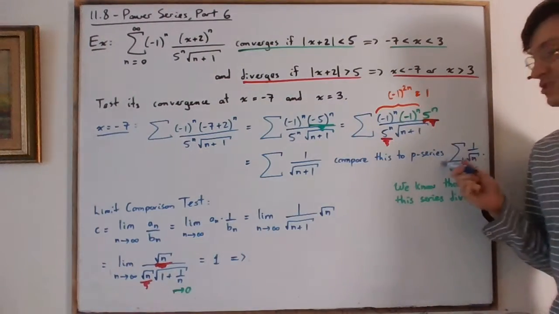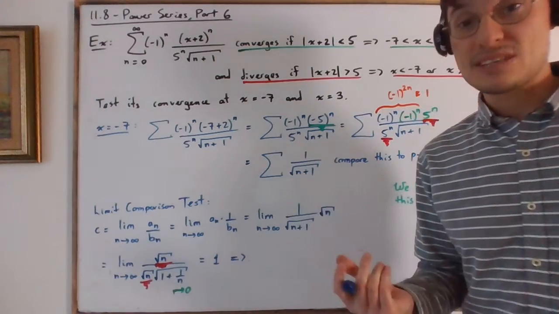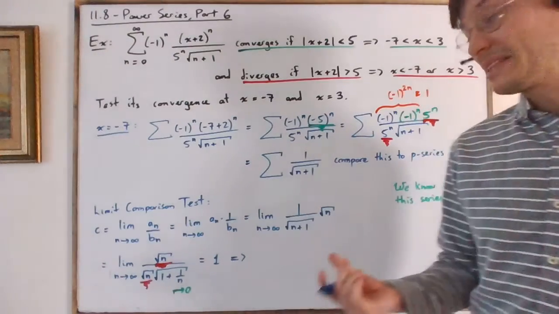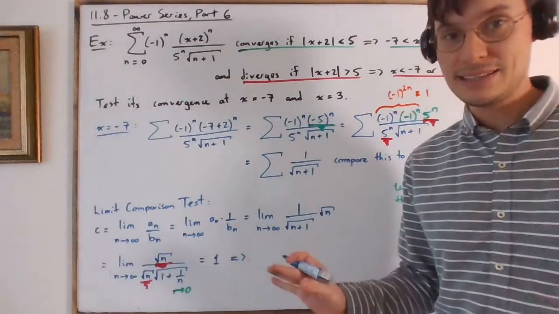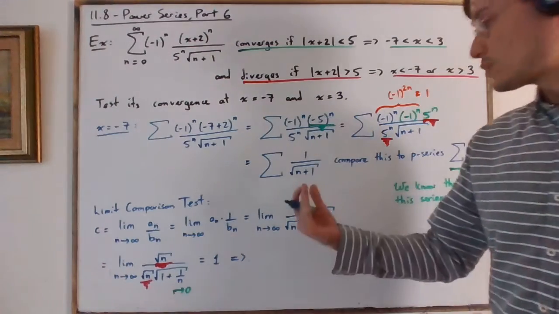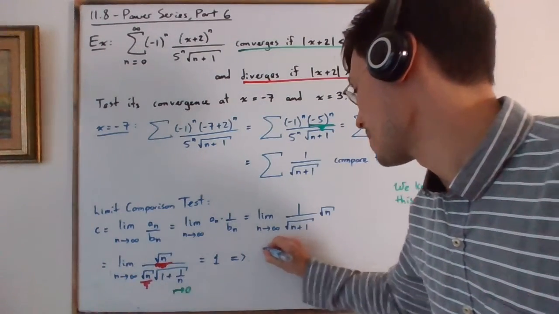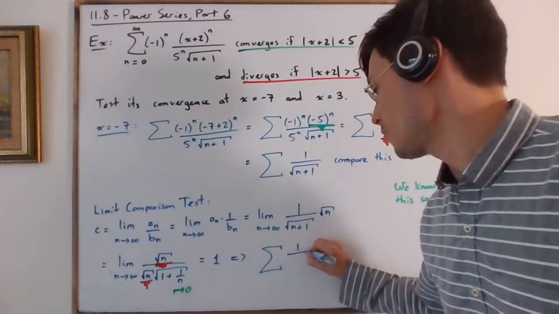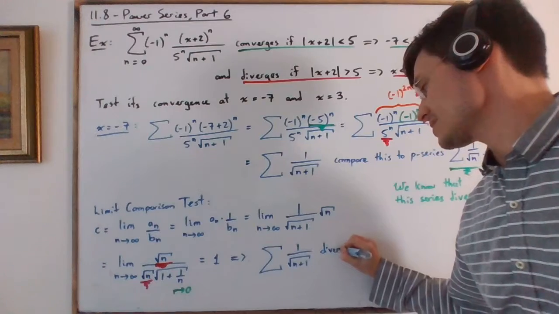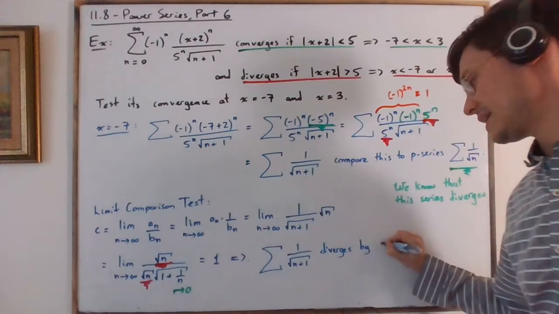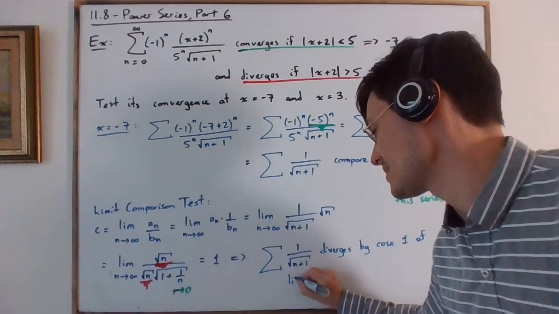And then, since we know that this series diverges, it means that this series diverges as well, because this is the first case of the limit comparison test. If we get a value for C that's not 0, but that is finite, they either both converge or both diverge, and we know that this one diverges. So there we go. So 1 over the square root of n plus 1 diverges by case 1 of the limit comparison test.